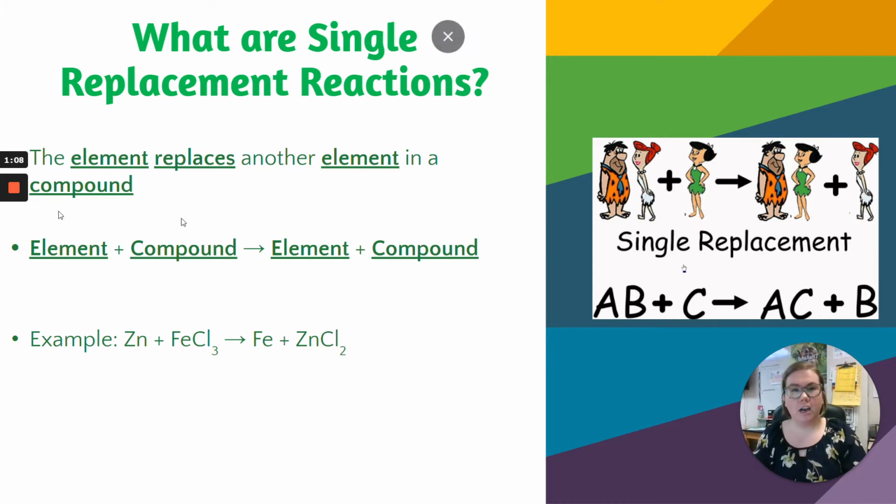In our picture here, we've got the Flintstones, right? And our two lady cave people are switching partners here. Kind of think of it like a dance, like switching who you're dancing with. That's a single replacement. The thing you can always notice is we've got an element by itself and then a compound on both sides. That's going to tell you we have a single replacement reaction.